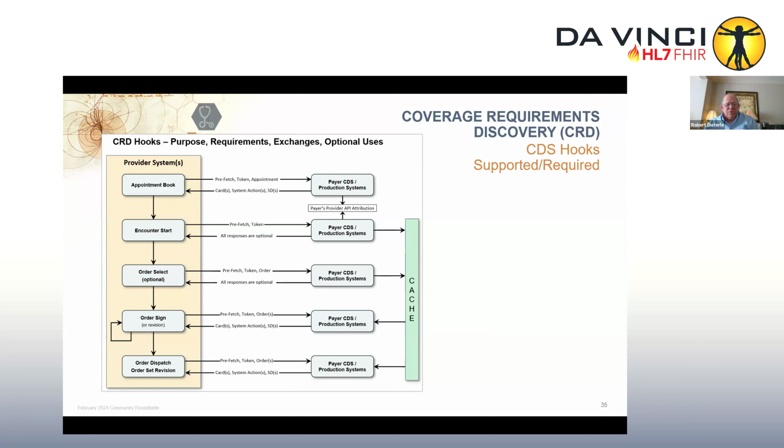We support an order select hook where it's optional. We're not requiring anybody to use it, but potentially for every single order, and actually subsets of an order, it can reply with certain information that may be appropriate. If they're ordering a medication, it may provide information on alternative medications that are equally effective but lower cost to the patient. And then ultimately order sign, which is what we really have been targeting here.